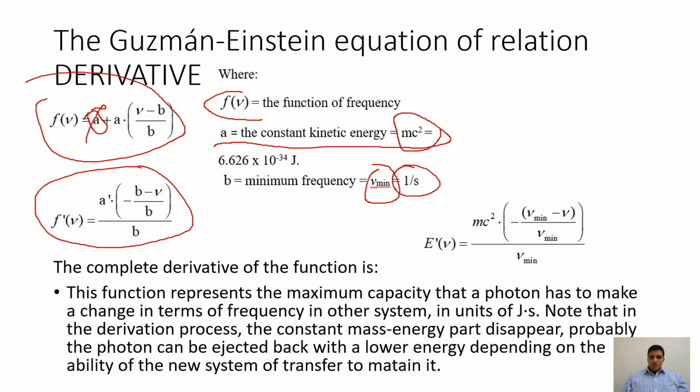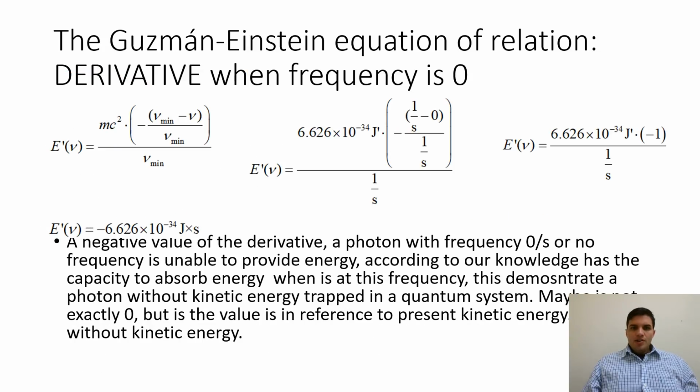And this function represents the capacity of the photon to make the change in terms of frequency in another system in joules per second, similar to the Planck constant that has units of joules per second. And here is the Guzmán-Einstein equation of relation derivative, providing for the zero frequency in the derivative equation. Here is the process that is taken, and this is the other process. This is the final result.